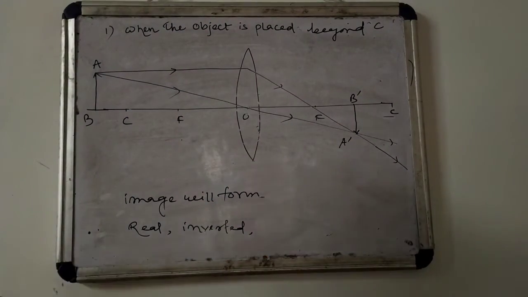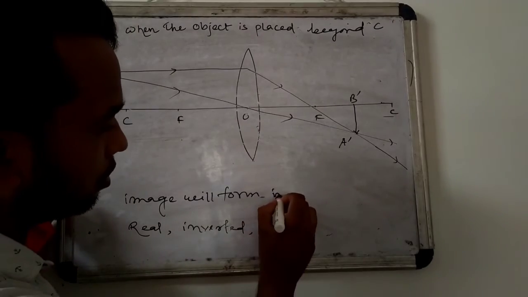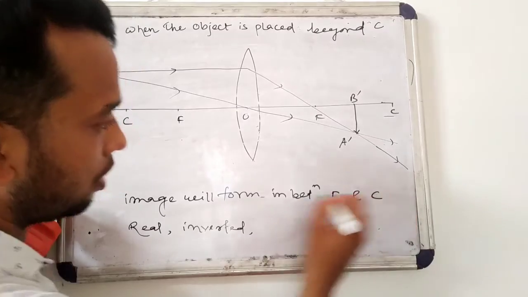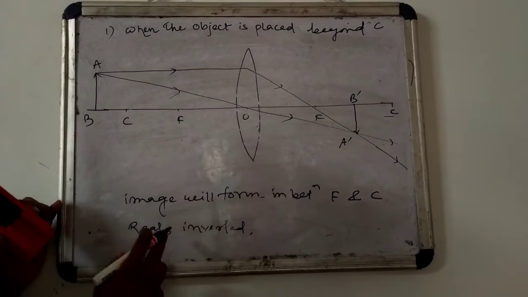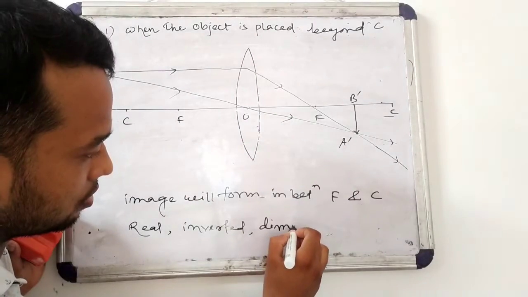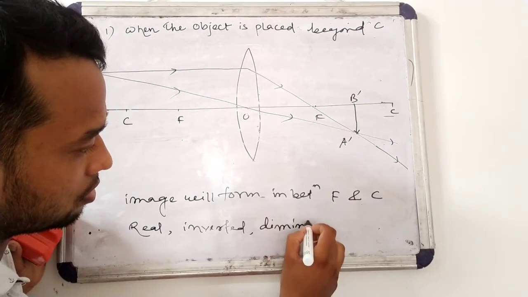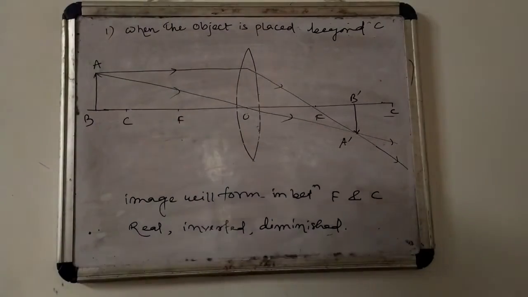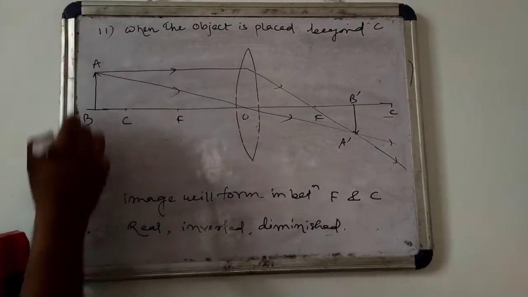So in this case, the image will form in between focus and center of curvature, and the image will be real, inverted and diminished. That means the size of the image will be small as compared to the size of the object. So this is the second image formation.